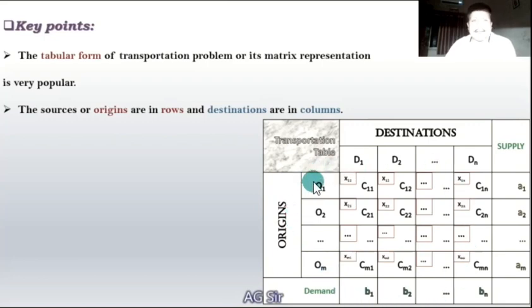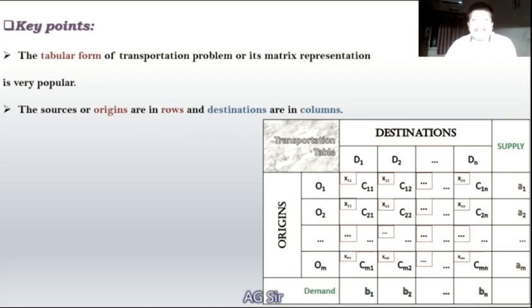You may note that here you have M rows, O1 to OM. Therefore, these are the M origins of this transportation table. And similarly, we have N destinations, D1, D2 to Dn.